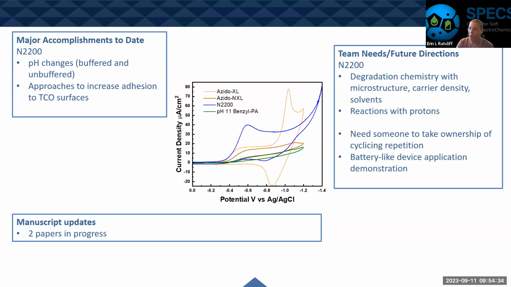All right, so this one was a bit harder to pull together, but the accomplishments that I was able to pull from the reports are the large pH study, round robin, that we used to get kicked off back in January, and the approaches to increase the adhesion do seem to be working in terms of the cross-linking. And I think there are some new questions starting to come out of this project. I know there are at least 2 papers in progress, and what we've identified from the reports for team needs and future directions is, again, thinking more about the chemistry changes of these systems as a function of carrier density, probably microstructure, solvents.